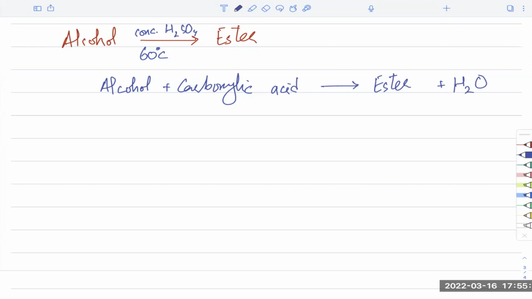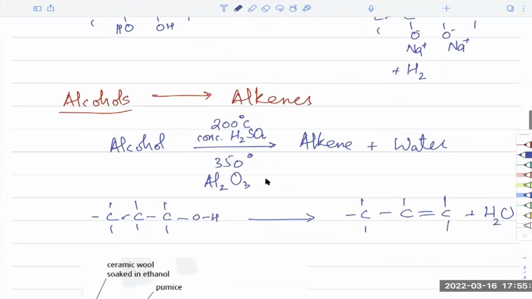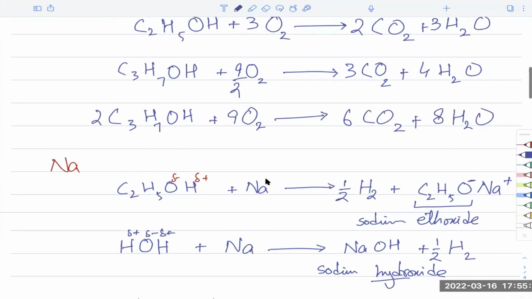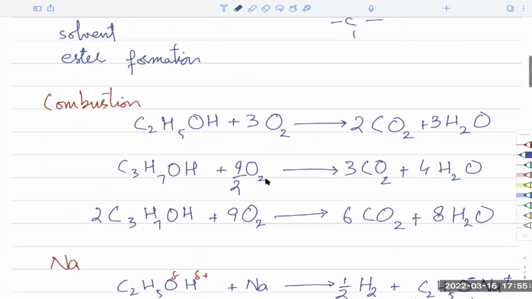Okay, so we have seen how you convert alcohols and use them as feedstock for many different families. You can make esters, you can make halogen alkanes, you can make alkenes, you can make ethoxides from them, or alkoxides basically. And of course, you can burn them. So these are the two main reactions that we've seen today. We have two more to go. So we will do that in the next class.